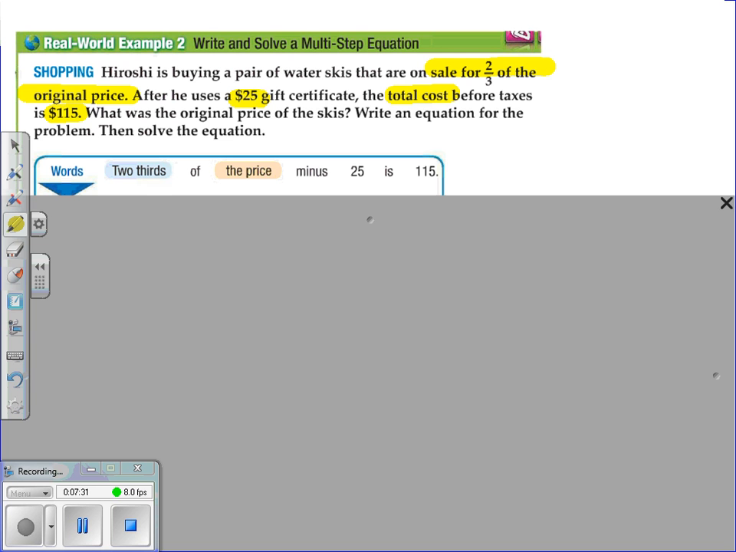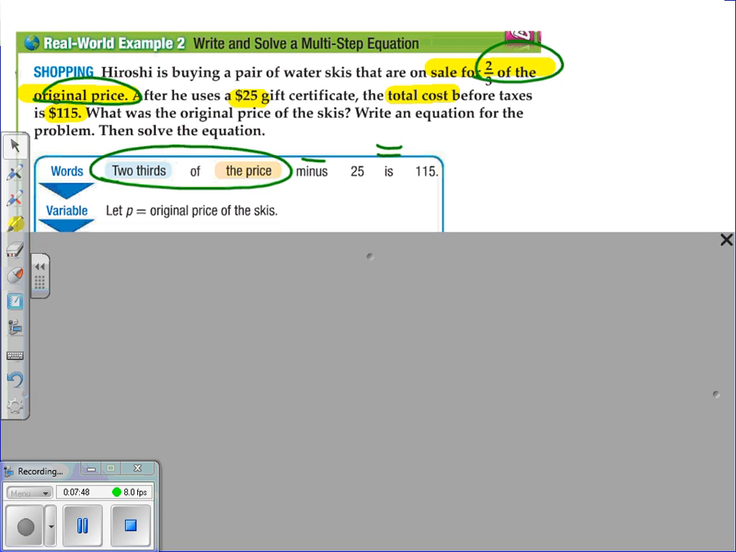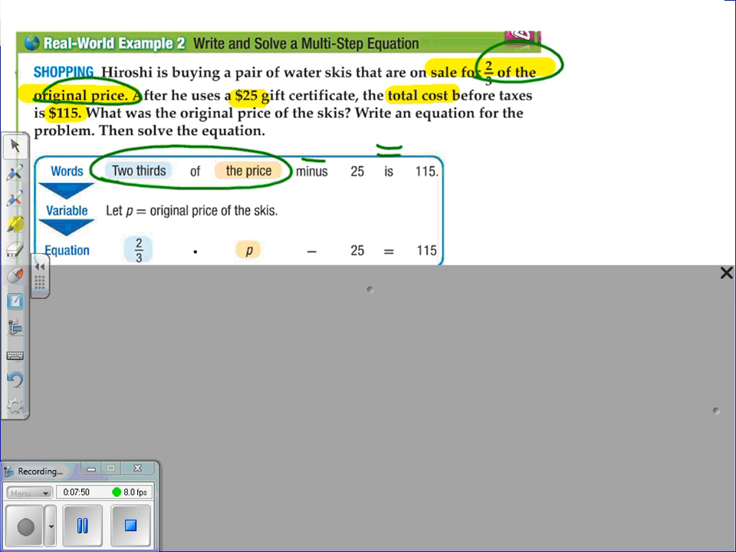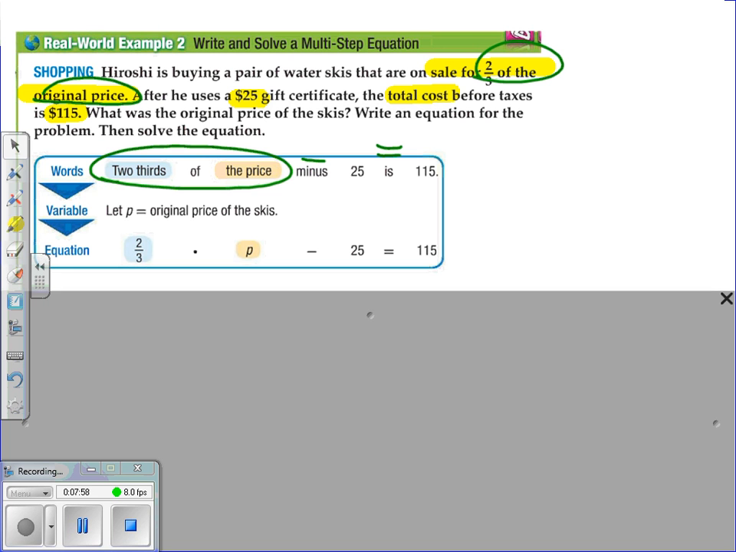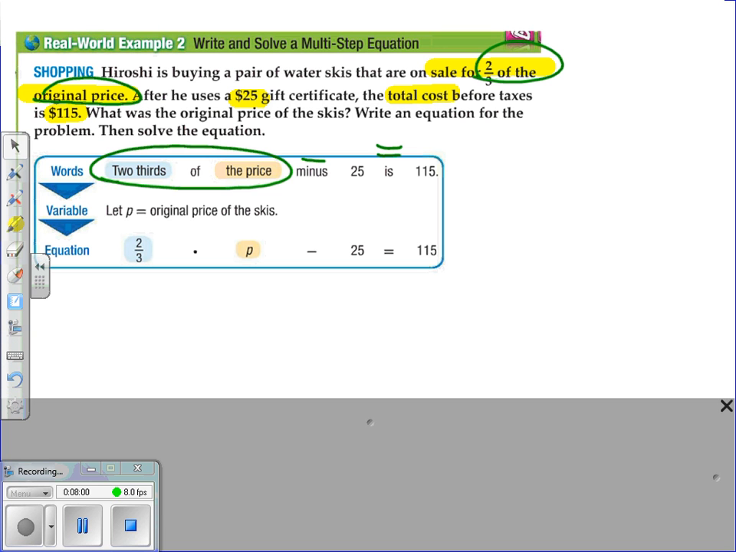So we dissect this whole thing. We need 2/3 of the original price. So that'll be 2/3 of the original price here, minus 25 is 115. All right? How does that look? We're going to let P be the original price of the skis. So 2/3 times P minus the $25 gift certificate is the price of $115. So let's find out what the original price is.